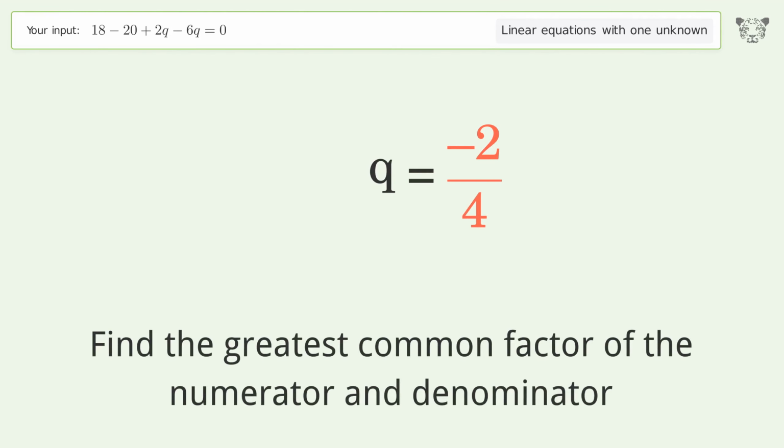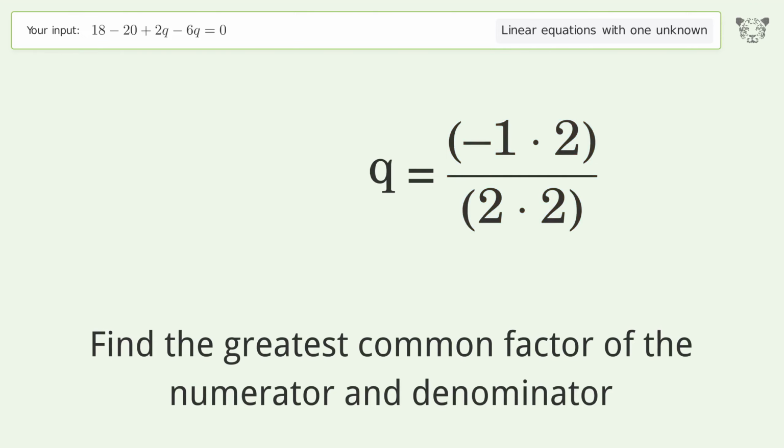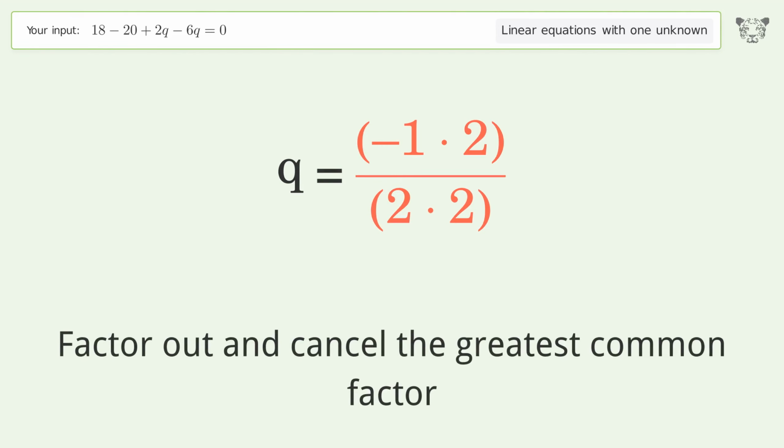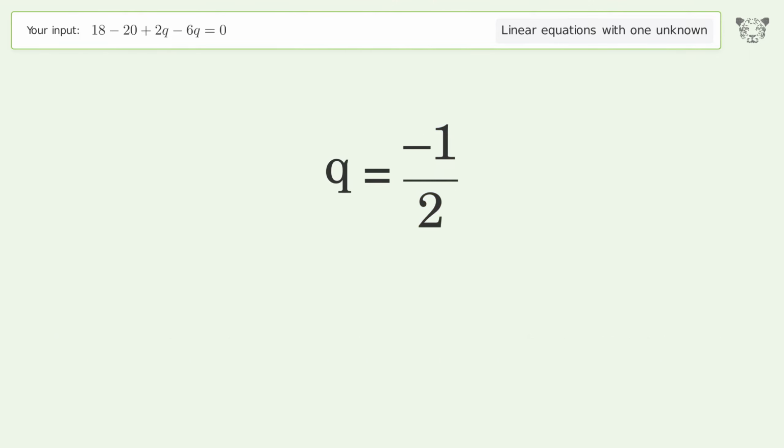Find the greatest common factor of the numerator and denominator. Factor out and cancel the greatest common factor. And so the final result is q equals -1/2.